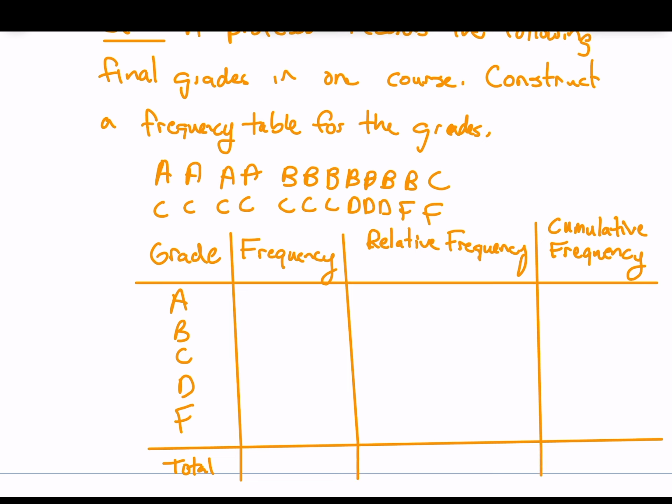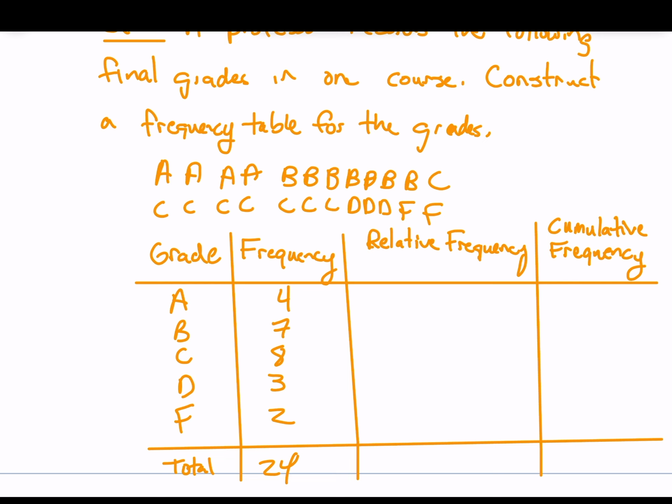So how many A's did we have? Well, there are 4 A's. We have 7 B's. We have 8 C's, 3 D's, and 2 F's for a total of 24. So those are our frequencies. That's how many times each grade occurs.